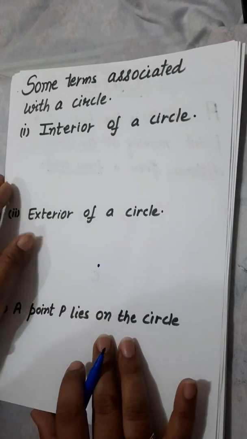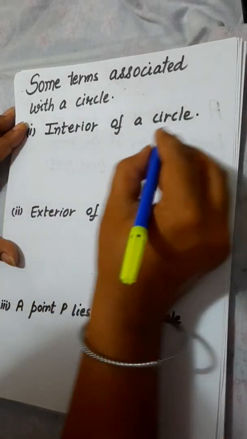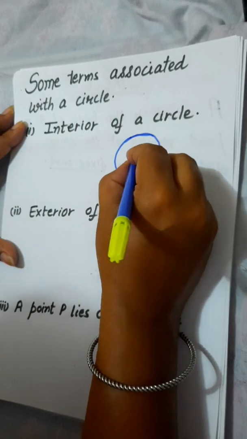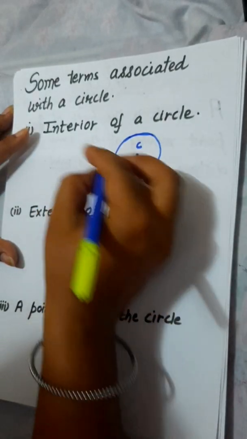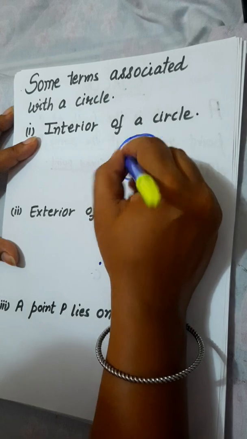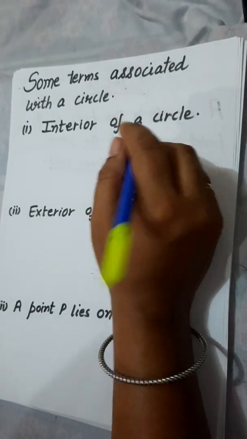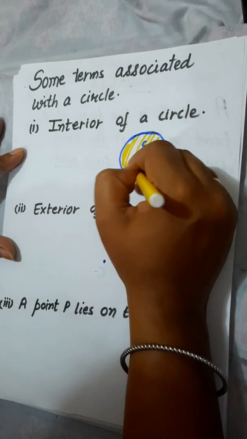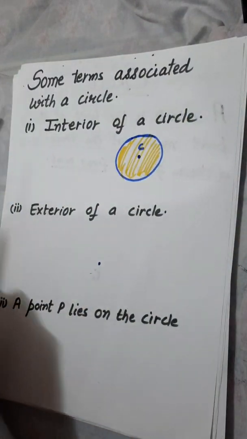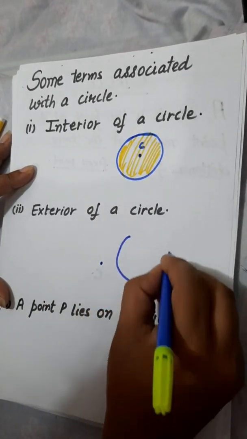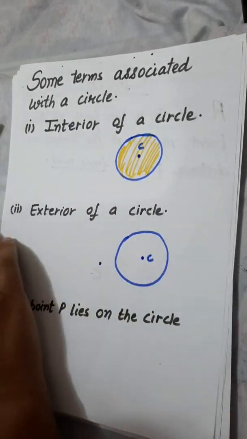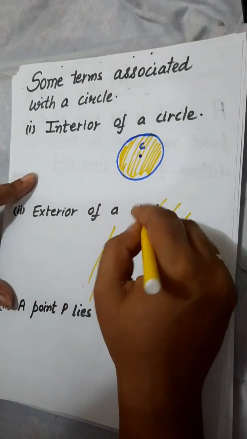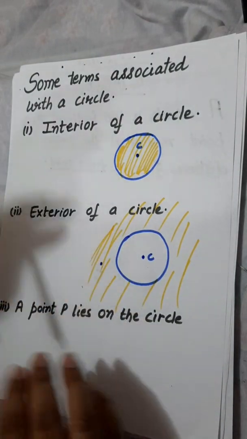Next we have some terms associated with a circle. First we have the interior of a circle. Suppose I draw a circle and here I have this center C, and this whole region is the interior part. So this whole region is the interior of the circle. Now next we have the exterior of a circle. If I draw a circle like this, this is our center C, and exterior means outside. So the whole part outside the circle is the exterior of the circle.